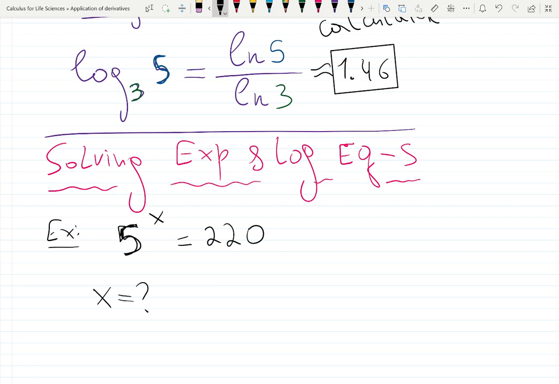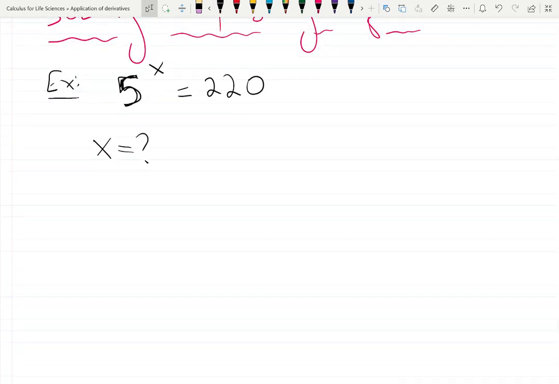You will start guessing. 5 squared is 25, 5 cubed is 125, and so on. That's too long. That is why the logarithmic function was created, to undo the exponential function. So you apply it to both sides, for example, ln. Usually ln is the basic one.